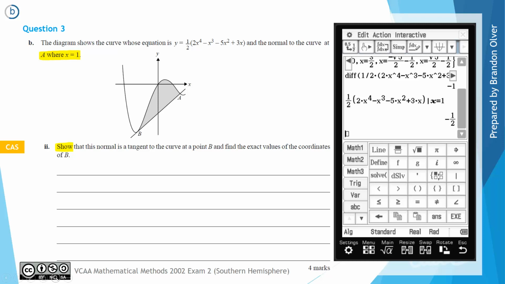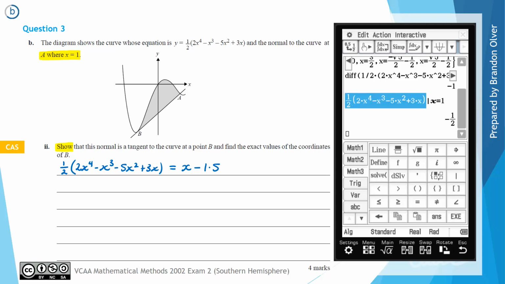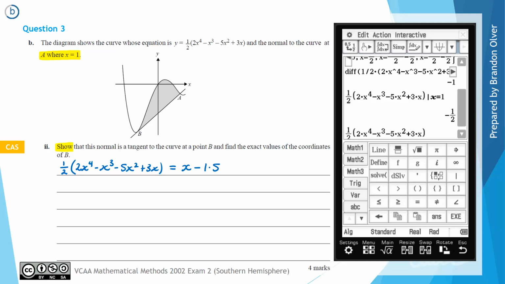So to start off with, I'm going to set the equation of the quartic function, which is 1/2 times 2x to the power of 4 minus x cubed minus 5x squared plus 3x. We're going to let that equal the equation of the normal line that we just showed, which was x minus 1.5. So we want to solve that equation on the calculator, so we're going to drag down the rule for our polynomial, and we want that equal to x subtract 1.5.